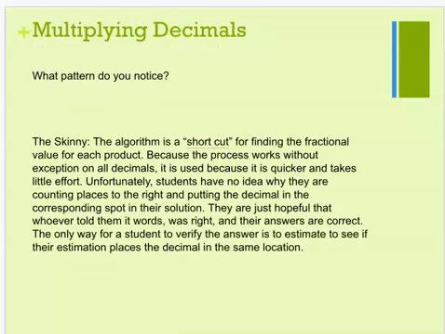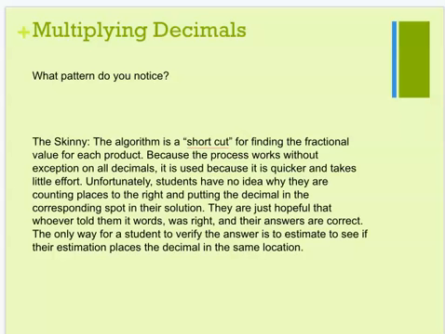So, what pattern did you notice? So here's the breakdown of it. The algorithm is a shortcut for finding fractional values for each product. Because the process works without exception on all decimals, it's used because it's quicker and takes little effort.